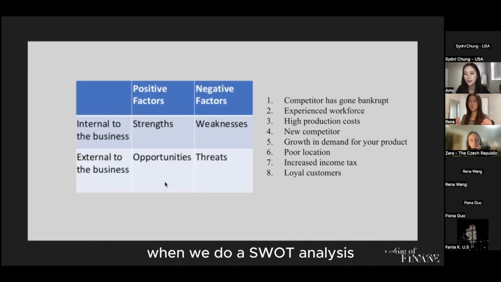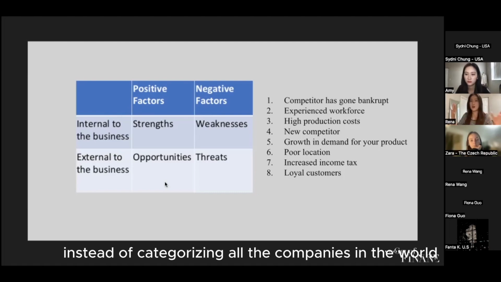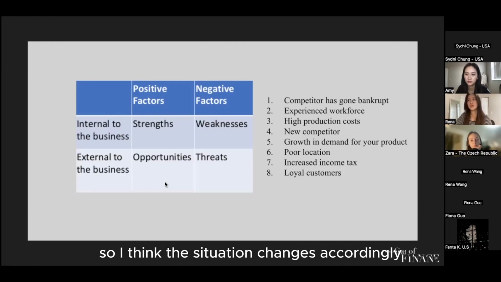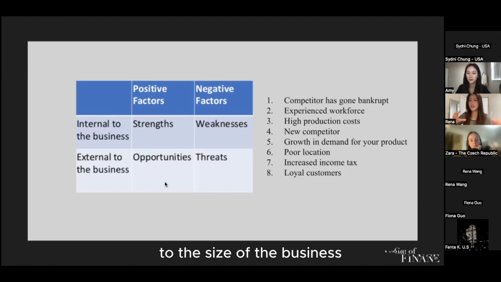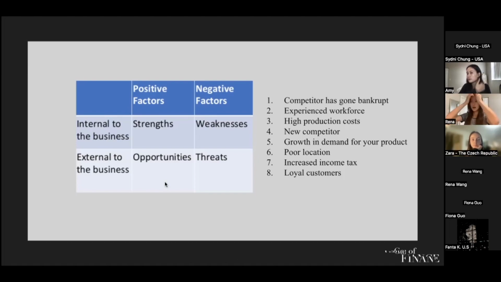When we do a SWOT analysis, we are doing it for one business instead of categorizing all the companies in the world. So I think the situation changes according to the size of the business, what the business does, their product, their employees. It can really vary.